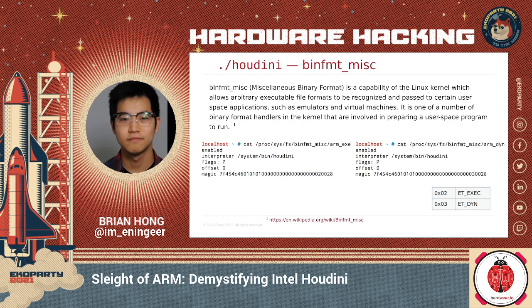And in this case, our custom binary format is ARM ELF. So we see that there are entries registered for static and dynamic ARM ELF binaries, and those are the corresponding magic bytes. And the interpreter is set to /system/bin/houdini. So in other words, when I run ./hello, it compares the magic bytes, and if it matches, it becomes /system/bin/houdini ./hello. So that's how the executable Houdini is used. So let's take a look at the second component.